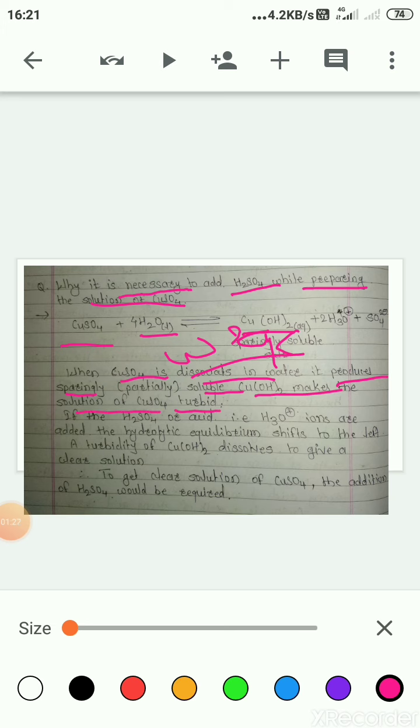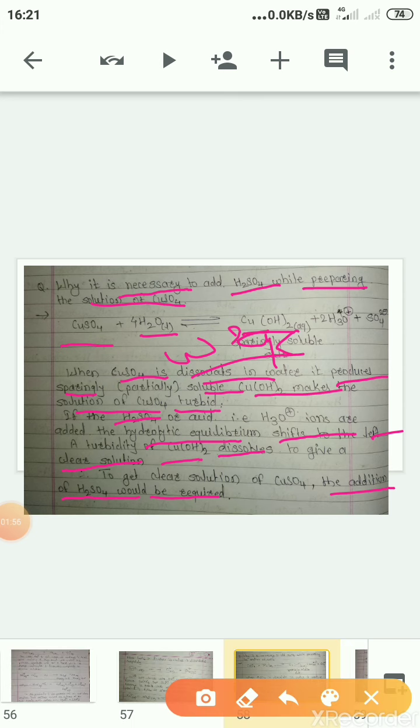And to clear this solution, if we add acid in water, it shifts the equilibrium towards the left, and therefore the turbidity of cupric hydroxide is dissolved to give a clear solution. And to get a clear solution of copper sulfate, the addition of sulfuric acid would be required.